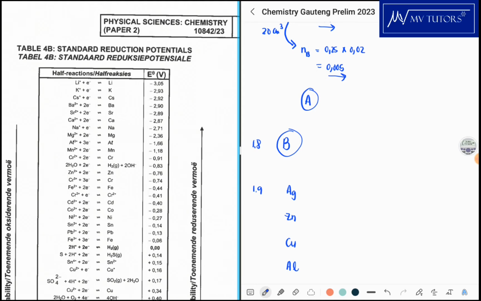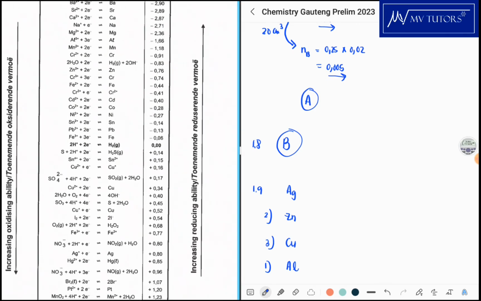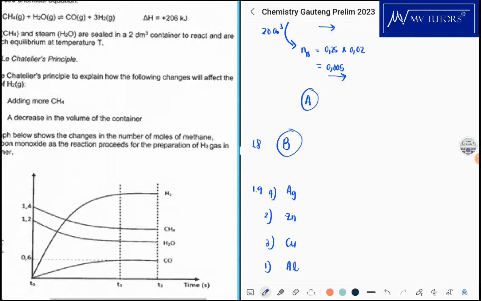Okay, so silver, zinc, copper, aluminium. Let's see which one we find first. So I see aluminium is first, so that's the strongest. Then there's zinc, there's copper. Let's see. So zinc is the second strongest reducing agent. And then we get to copper. Yes, copper is number 3. And silver is probably down here at the bottom. Okay, so we can see that aluminium is the correct answer.